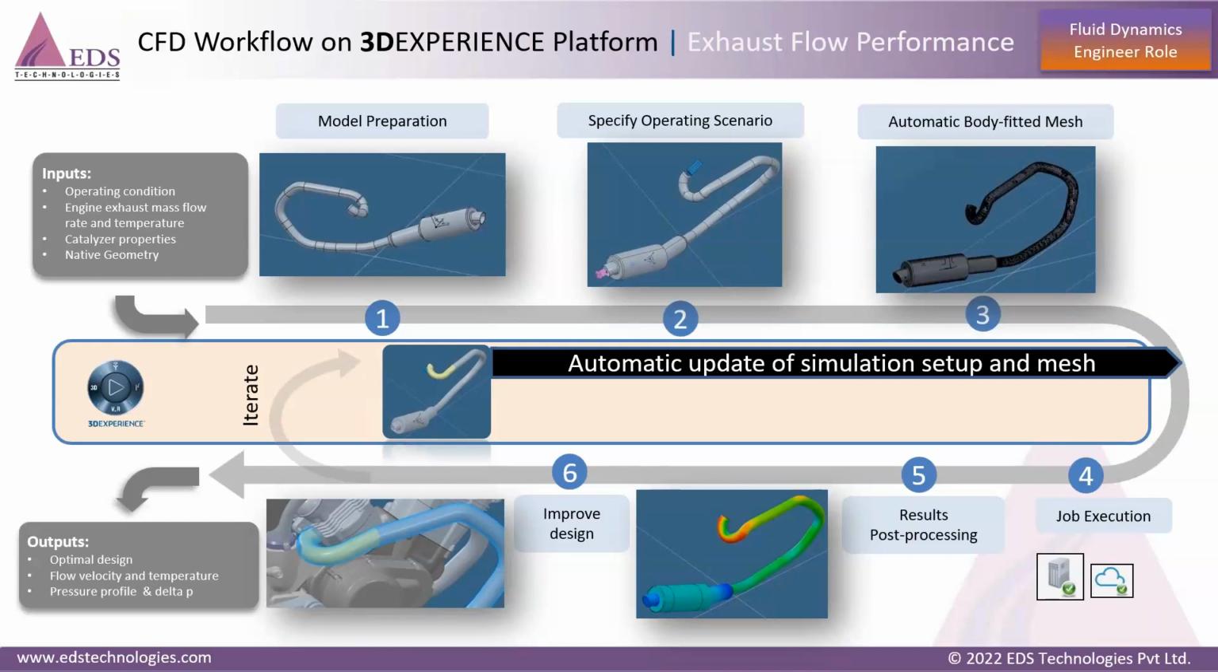So we have operating conditions, engine exhaust mass flow rate and temperature. We also have catalyzer properties and the native geometry. Then on the 3D experience platform itself, we do the model preparation. Compared to the standard process of model preparation, wherein I take in the CAD, I have to clean up the CAD geometry, then extract or generate the wetted surface to carry out the computational fluid dynamics.